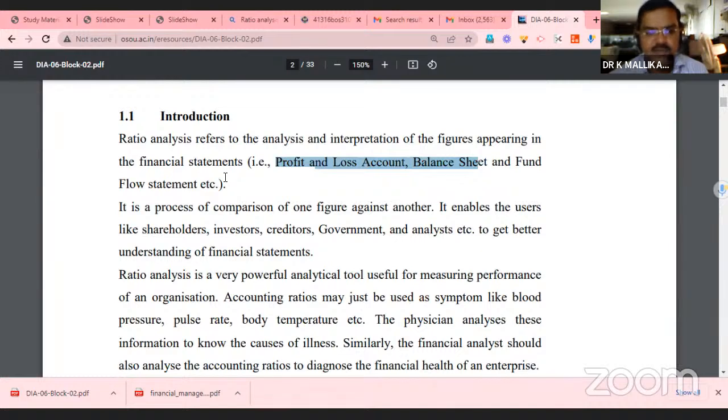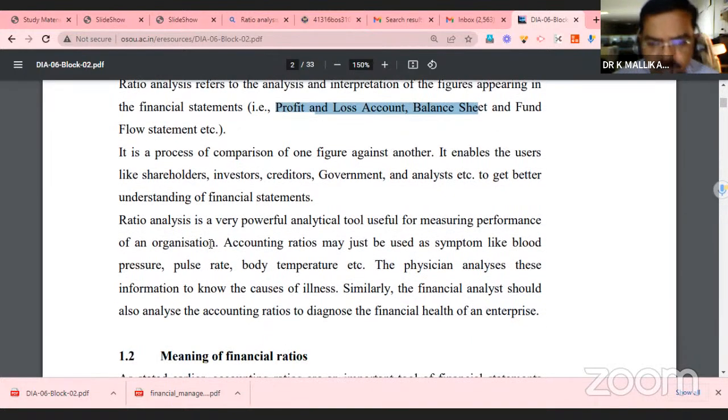As we know, various people are very interested in the company's performance: stakeholders, investors, creditors, government, analysts, stockbrokers, SEBI. So how do we know the company's performance? One tool is ratio analysis. It's a very powerful analytical tool for measuring the company's performance as an organization using accounting ratios.